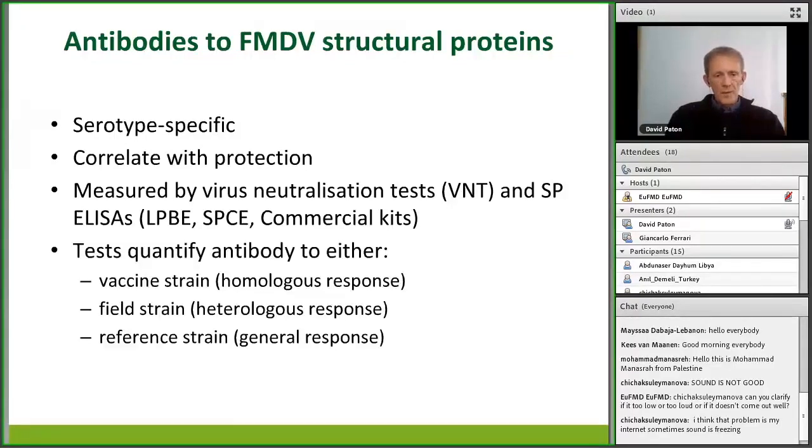And according to how you configure these tests, you can measure the amount of antibody either specifically to the vaccine strain, which is therefore the homologous response because it's the response to the same strain as you've been immunized with. You can measure to the field strain if you include field virus or field antigens in your test. So that is the heterologous response because it's not the same virus as was in the vaccine strain. Or in your test you can incorporate a reference strain of the required serotype. And that will give you, if you like, a general response from that serotype, but not specific to any one particular strain.